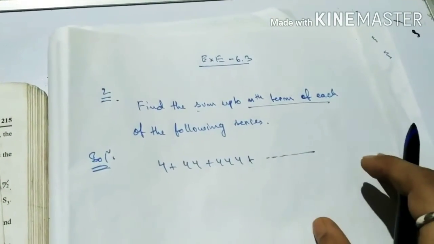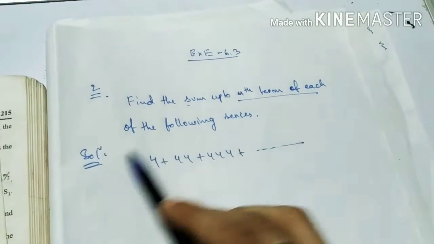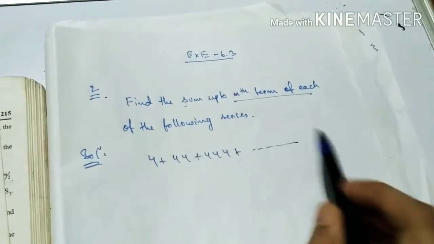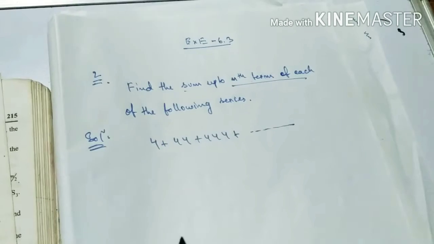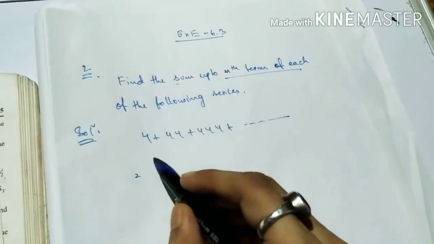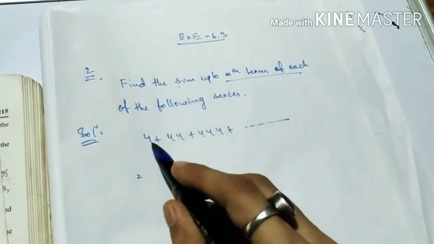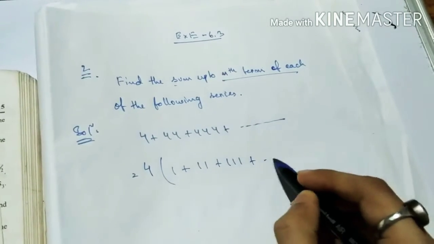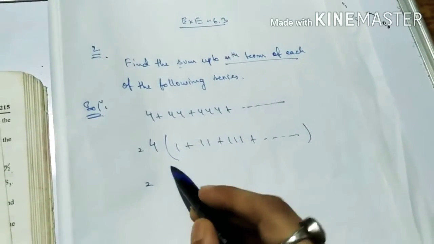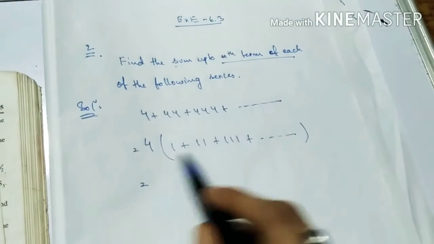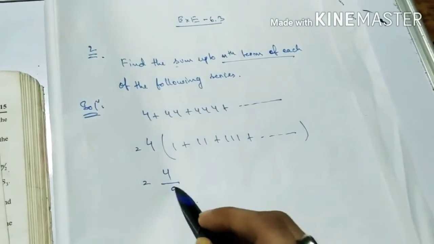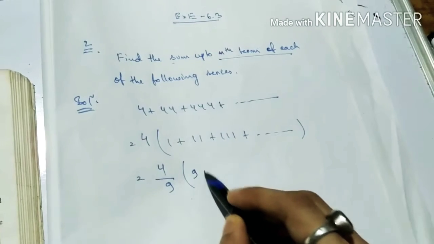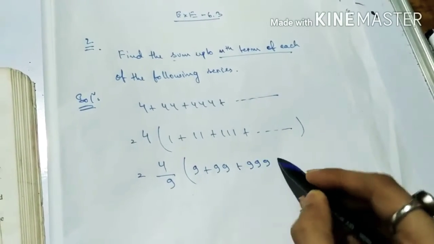Now this is a series, but it is not in geometric progression, so I cannot directly use the formula. I will have to bring it into geometric progression first. So I take 4 common, which gives 1 plus 11 plus 111 plus dot dot dot. Now I multiply both numerator and denominator by 9. So this becomes 4 by 9, and multiplying the whole thing by 9, I get 9 plus 99 plus 999 plus dot dot dot.